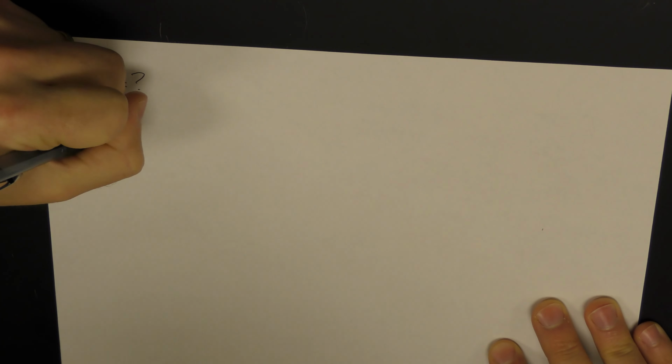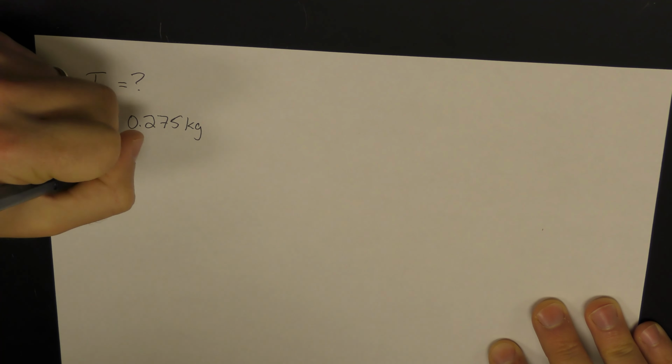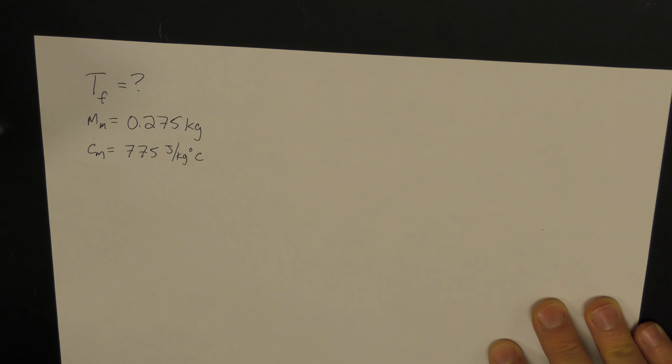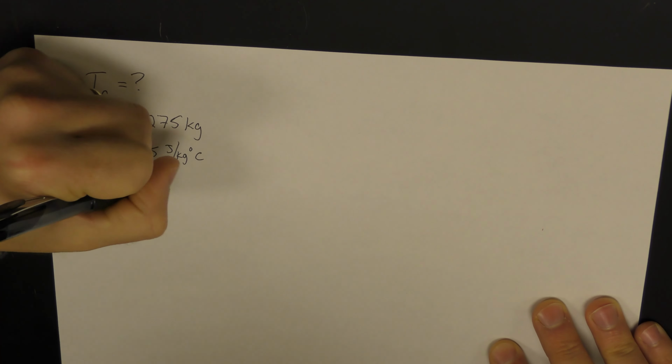So let's take this and apply it to an example problem. Let's say that we have a mass of metal that's 0.275 kilograms, and let's say it has a specific heat of 775.